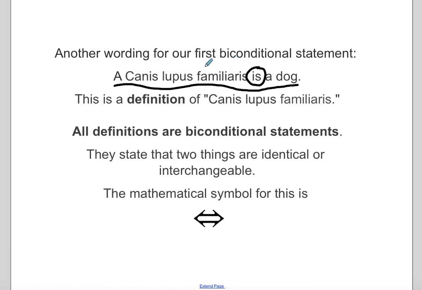Either way we look at it, what it's saying is that these two things are identical. All the definitions that we have in math are biconditional statements. They may be biconditional statements in disguise, but they're all saying that two things are identical or interchangeable. The mathematical symbol for a biconditional statement is this, and we can say P and Q are logically equivalent. P implies Q and Q implies P, or P is true if and only if Q is true.